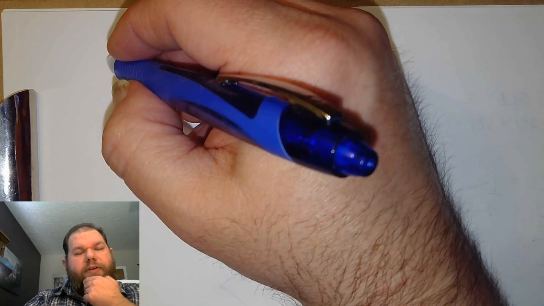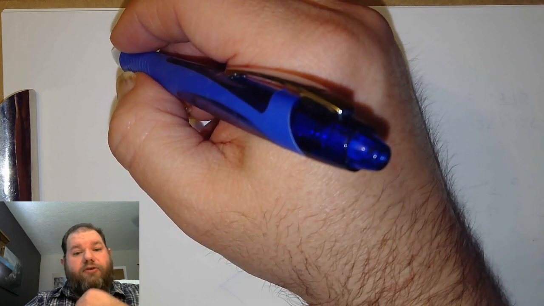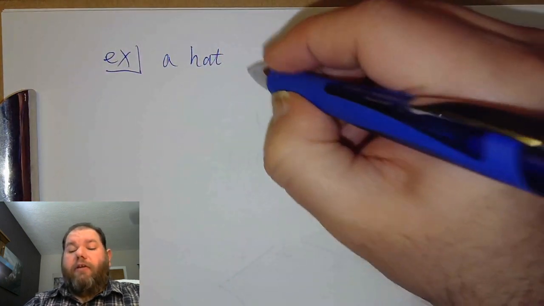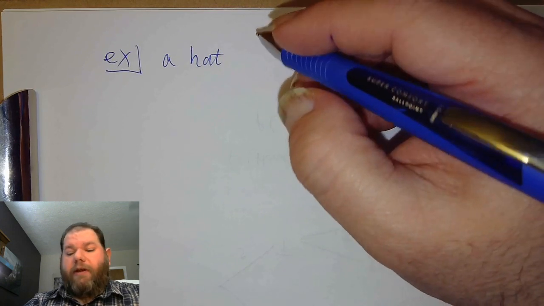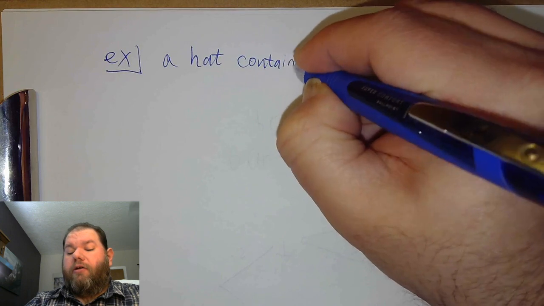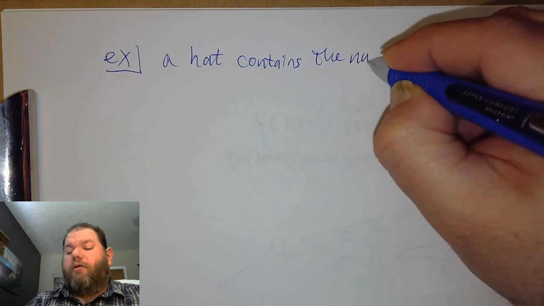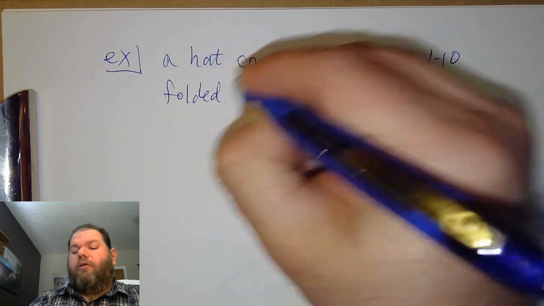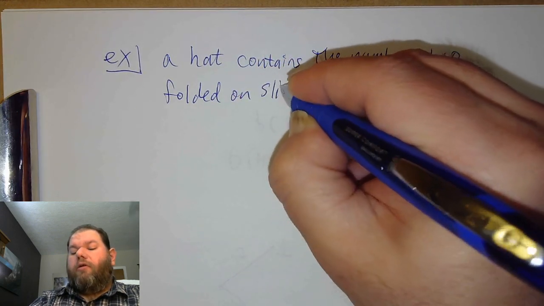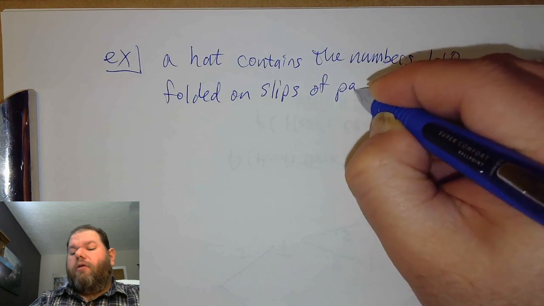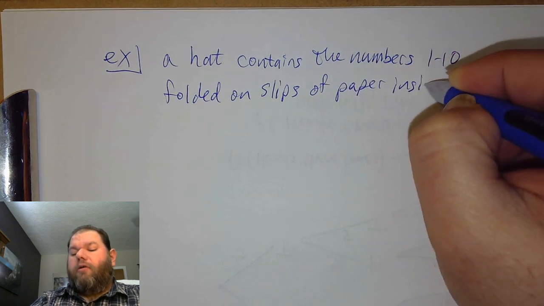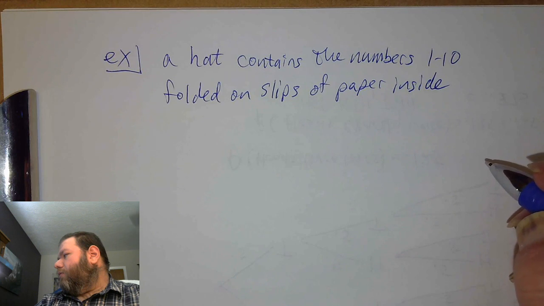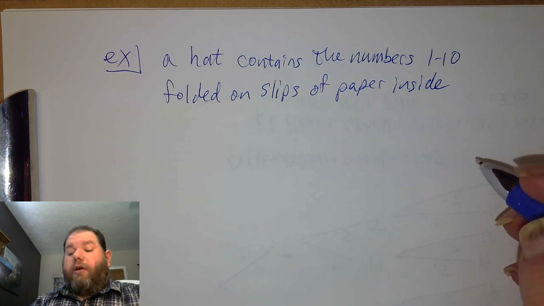Let's go back to this other example I mentioned earlier, and that is we have a hat that contains the numbers 1 through 10 folded on slips of paper inside.